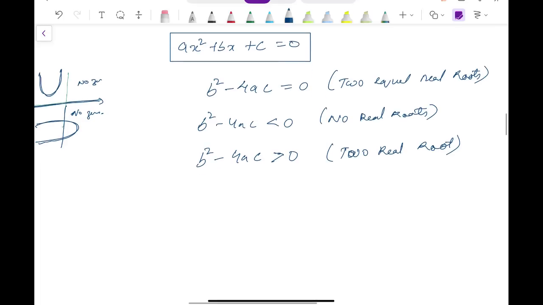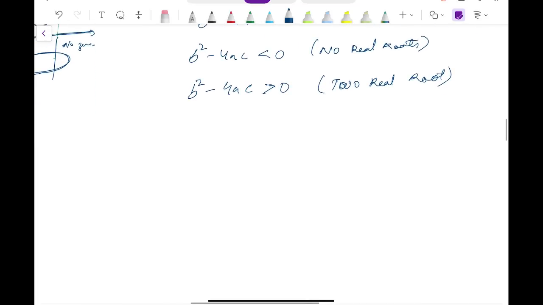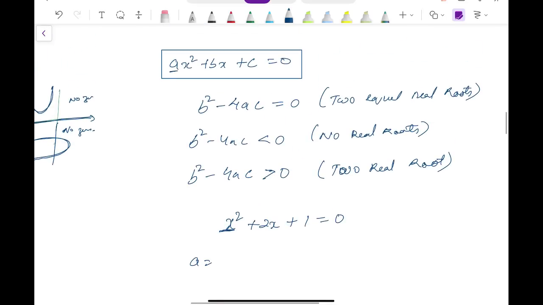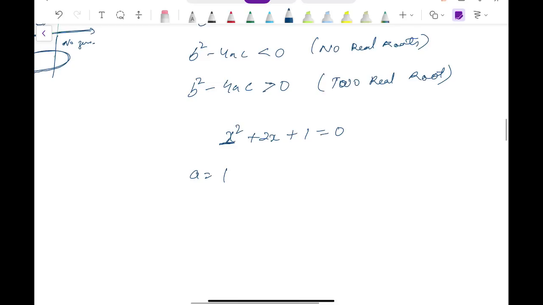Okay, I'll give you an example, the same example that we used earlier: x squared plus 2x plus 1 is equal to 0. In this case, what is a? A means the coefficient of x squared, because the general form is ax squared plus bx plus c. So a here is 1, nothing there means there is 1. What is b? B is 2. What about c? C is 1.